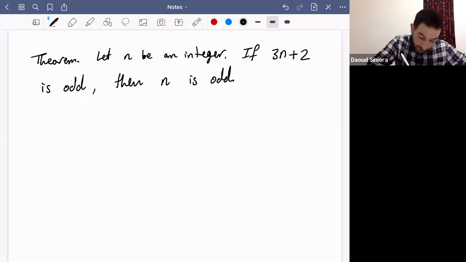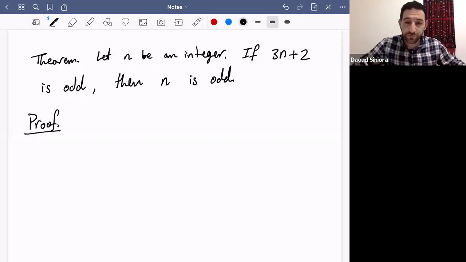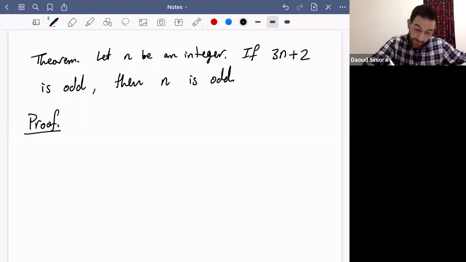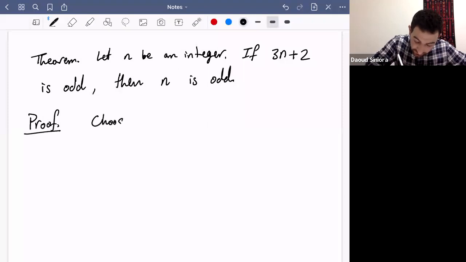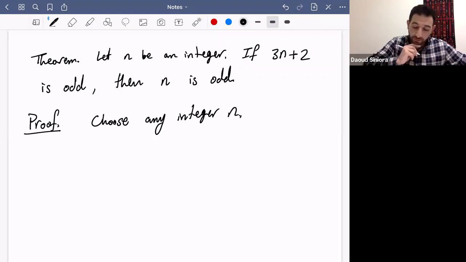Proof. Again, the first step we do before we start the proof is to understand the logical form of the statement that we want to prove. Here we have a universal quantifier, let n be an integer. To take care of the universal quantifier, we choose an arbitrary element in the domain, and here the domain is the integers. So choose any integer n. Now we need to show that the conditional statement is true about n.